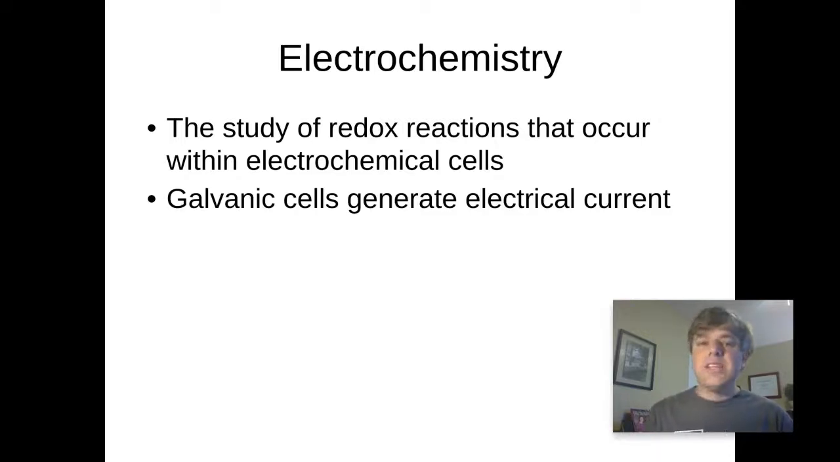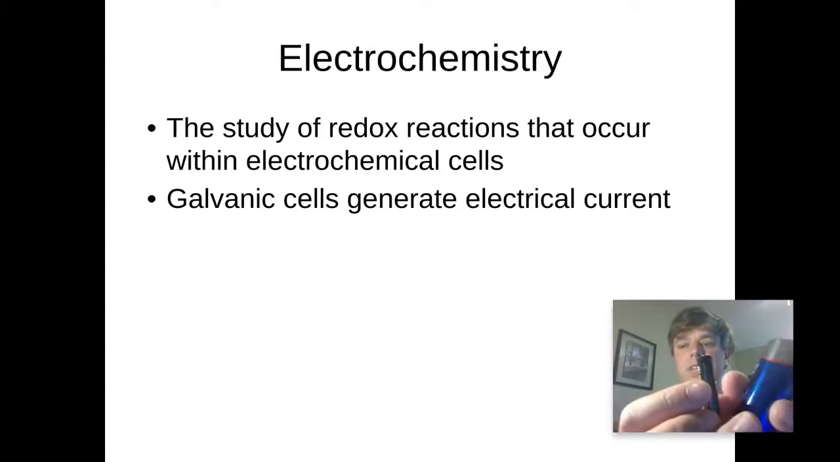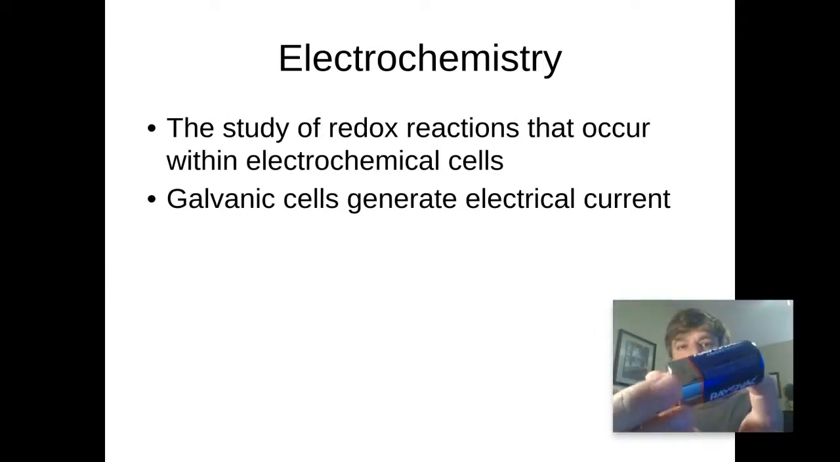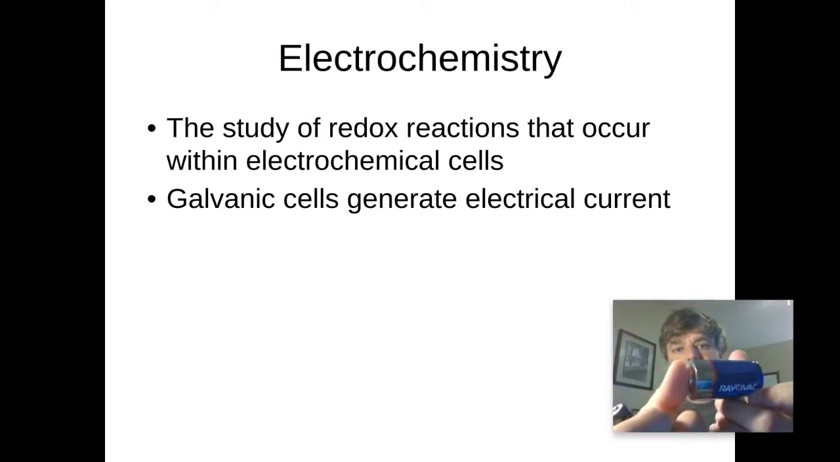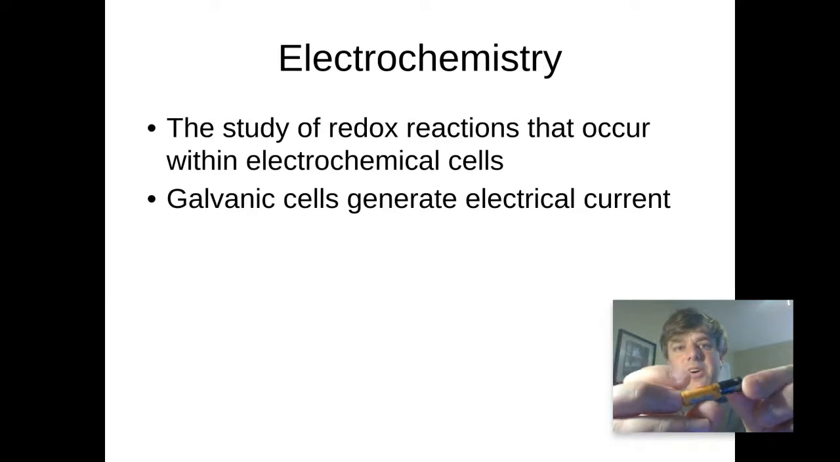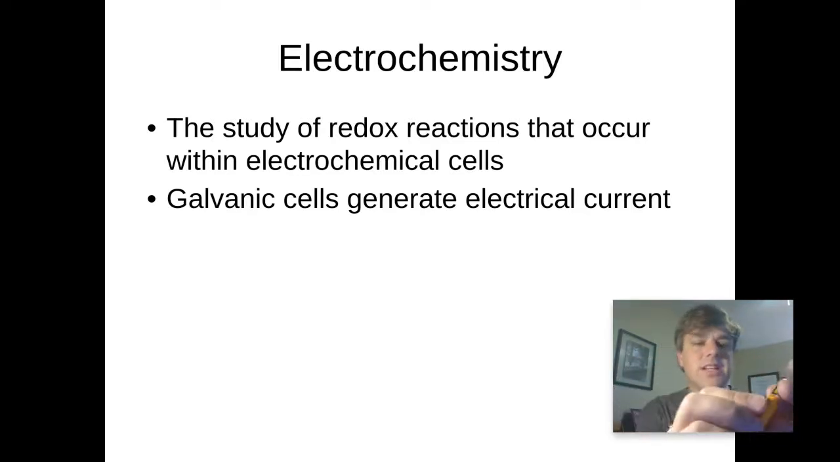And a device called a galvanic cell generates an electrical current. And I have two examples of galvanic cells for you. I have this one right here. This one right here is a D cell. And then I have this one right here. This is a size AAA cell. These are commonly called alkaline batteries, but this is technically not a battery. This is a cell.